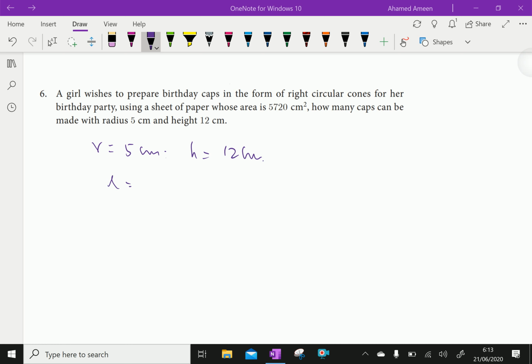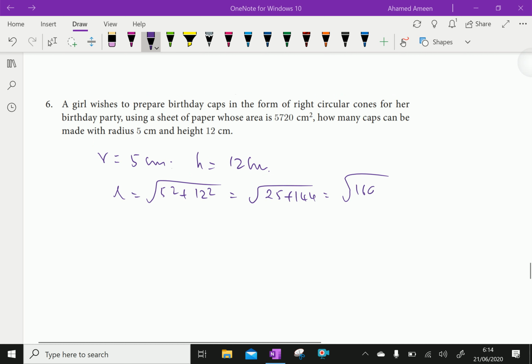The slant height L is square root of 5 squared plus 12 squared, 25 plus 144, 169, equal to 13 centimeter. So slant height is 13 centimeter for the cone.